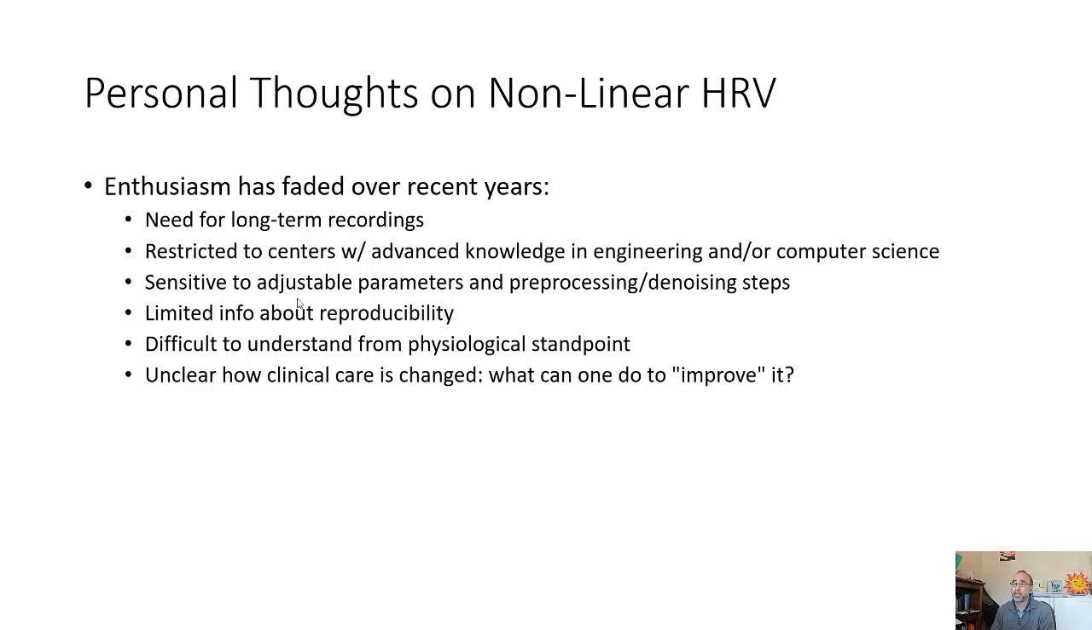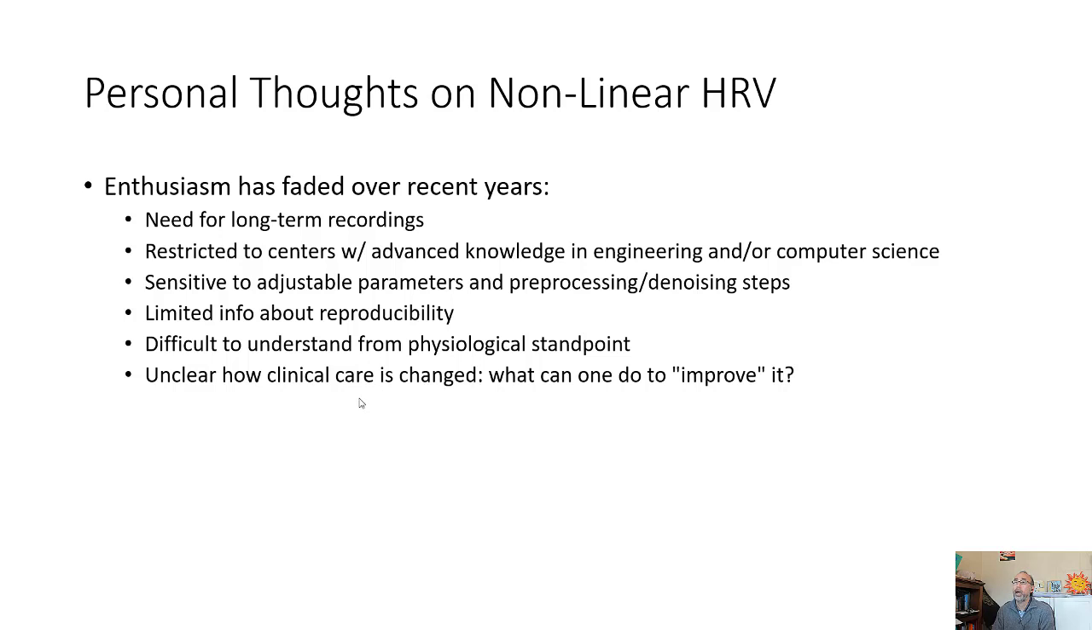The other limiting factor is it's quite sensitive to adjustable parameters and pre-processing and denoising steps. That's something that needs to be elaborated further. There's also limited info about reproducibility, probably due to some of these adjustable parameters, but also due to noise from the signals itself. And probably the biggest problem in regards to nonlinear heart rate variability is it's difficult to understand from a physiological standpoint. What is attributing to a Brownian noise or a white noise signal, for instance? It's something that we have not fully established yet.